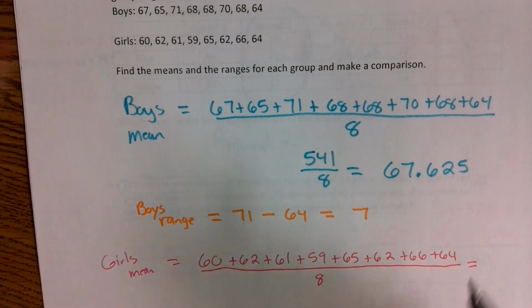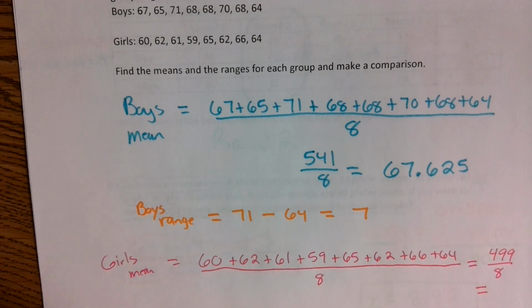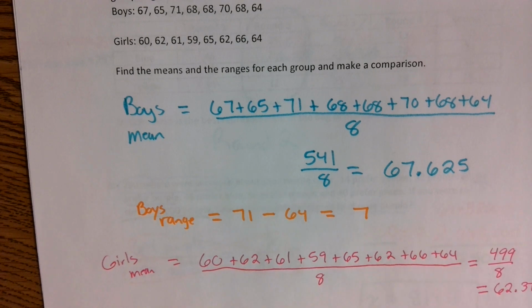Okay, when we add all of those together, 60 plus 62 plus 61 plus the 59, 65, 62, 66, and 64, we're going to get 499. When we divide that by 8, we get 62.375.